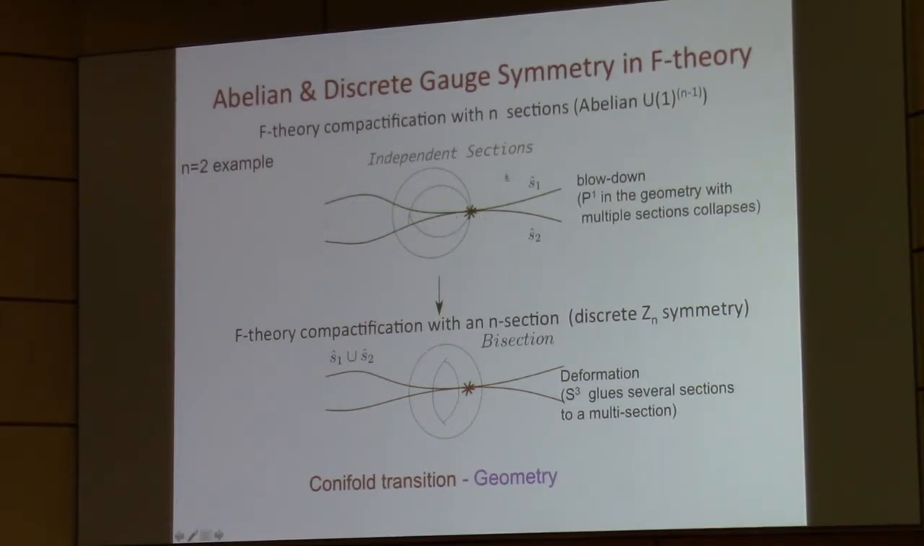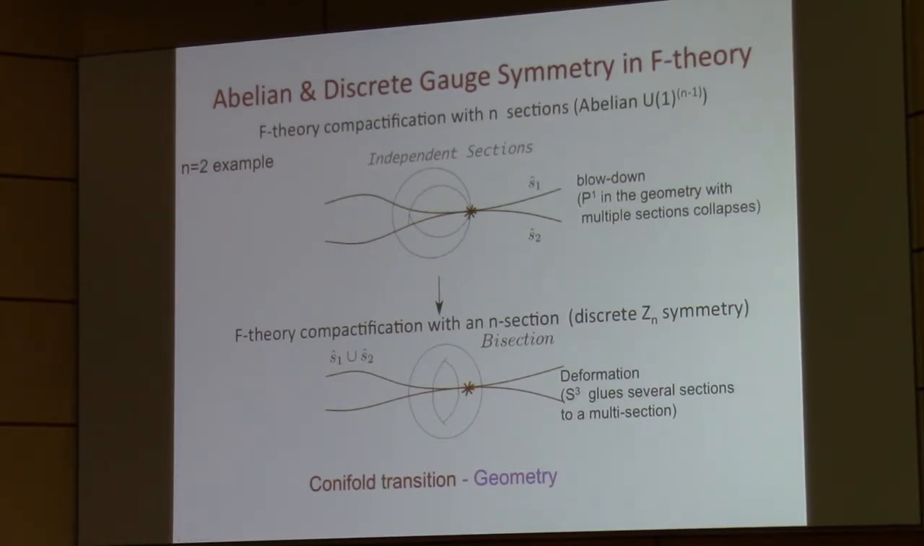Now we glue inside, we glue here 3 spheres that now make the geometry regular, but the original sections become part of a multi-section. So this is a geometrical picture of how we believe this connection goes from constructions with U1 symmetry to constructions that have only bisections, say in this particular example.